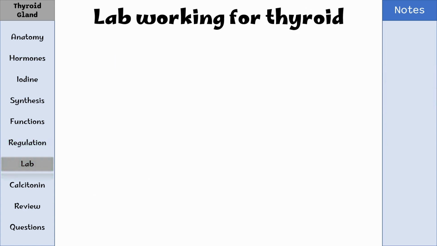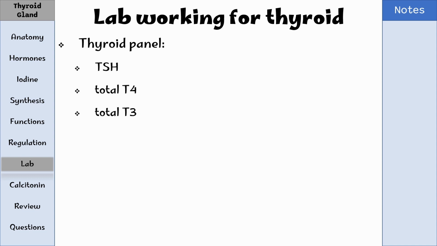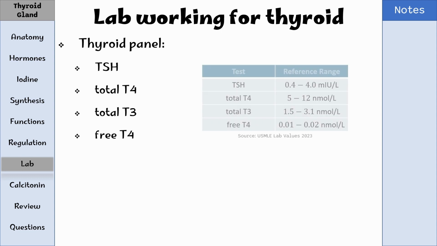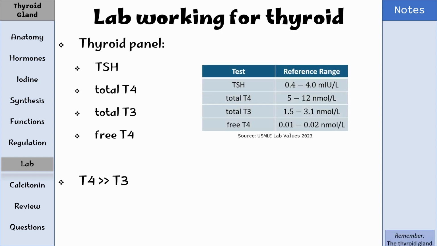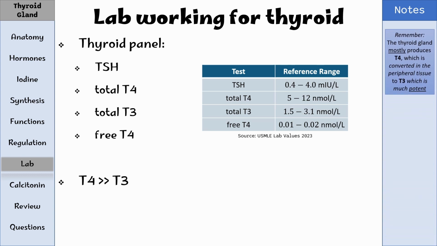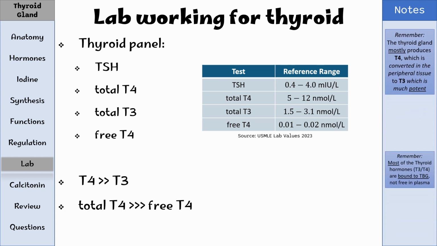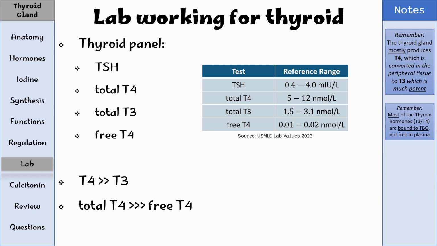The thyroid panel is the standard panel that we measure to assess thyroid function. First, the TSH is measured, followed by the total T4, total T3, and the free T4. You don't need to know the exact numbers, but you must not forget that the T4 levels are much higher than the T3, and the total T4 is much higher than the free T4, as we discussed. There are other measurements included in the thyroid panel when pathology is suspected, like reverse T3 and anti-TPO antibodies, which we'll discuss in the next video.